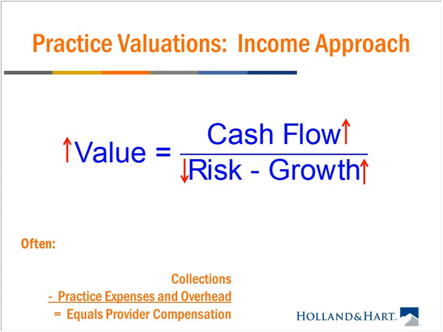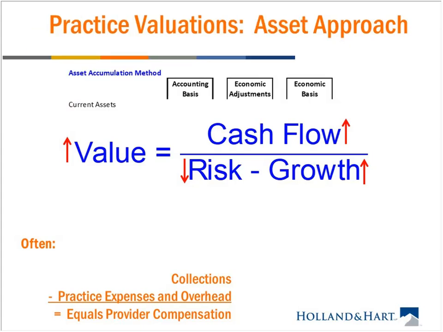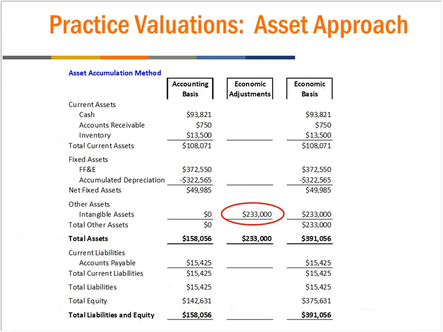And so what does that leave you with? And this is often where you end up. It leaves you with an asset approach. Now, here's just a screenshot from a typical asset approach. I've drawn a big red circle around intangible assets in the middle. The reason that I want to draw your attention to this is that often the asset approach can be lower than particular parties to a transaction may believe that the value should be.